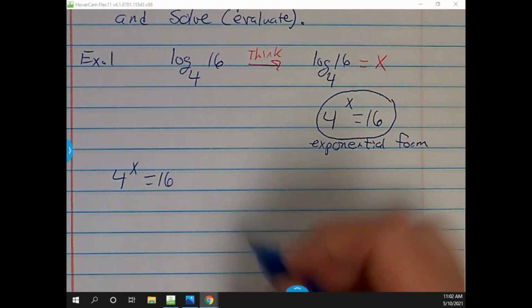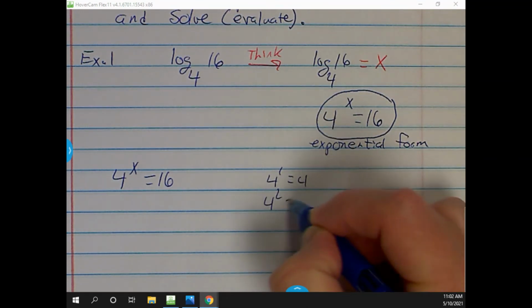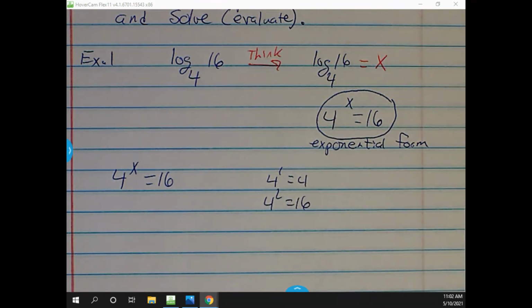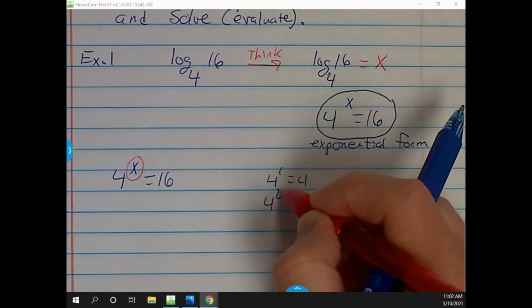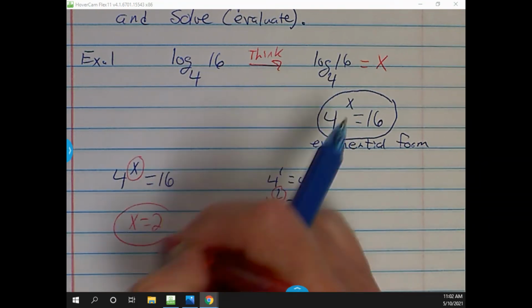So from here, it's just kind of going through your powers. If it was 4 to the first power, that would be 4. 4 squared would equal 16. So if 4 squared equals 16, then that means that x would have to equal 2. So they would say x equals 2.